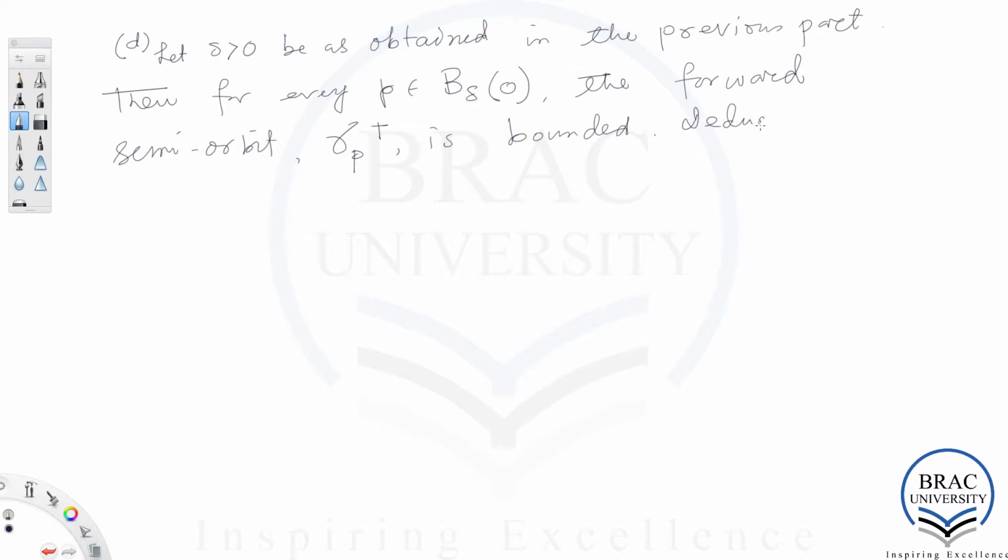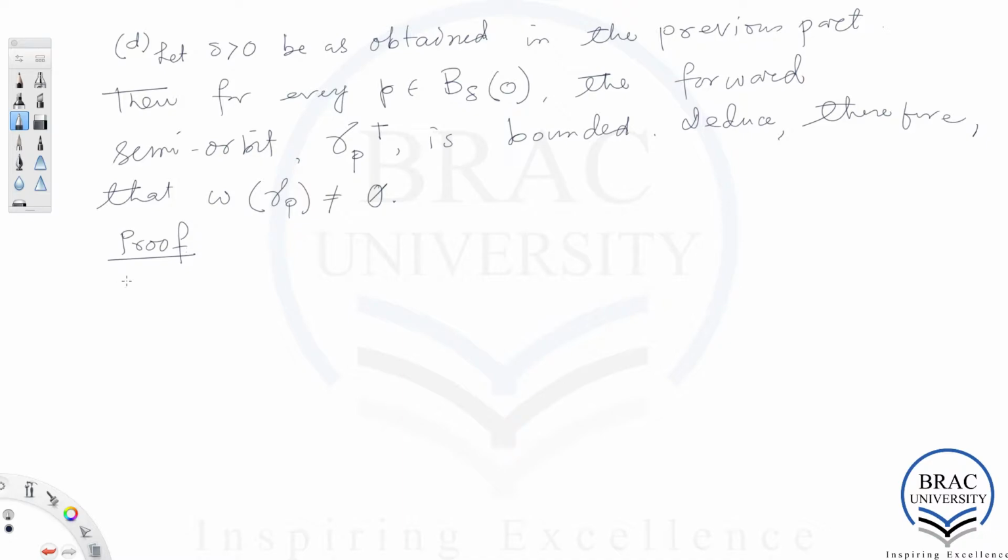Deduce, therefore, that omega of gamma sub P is non-empty. Okay, this is what we need to prove. Here goes the proof.